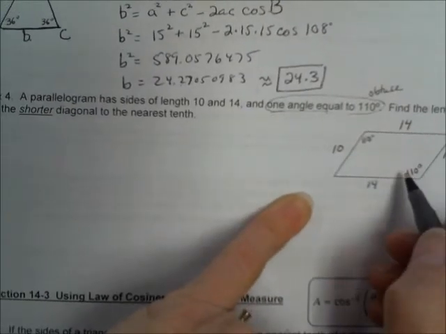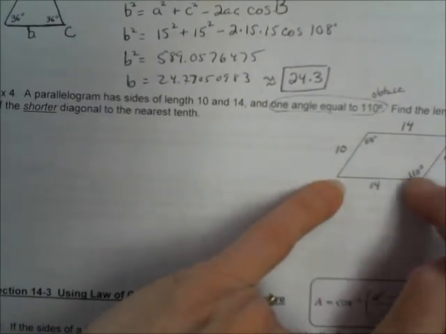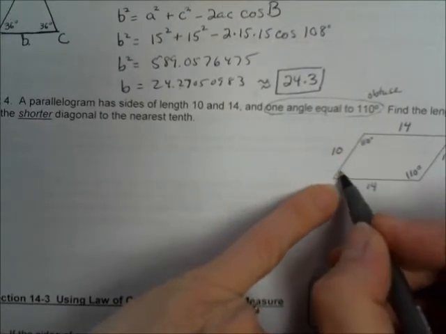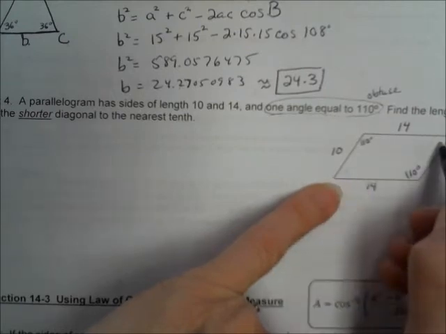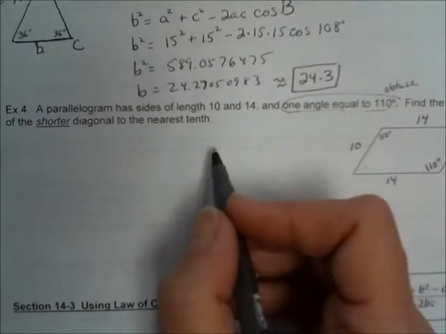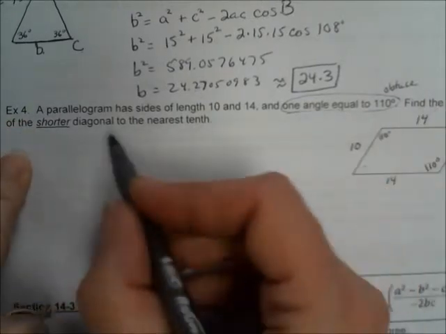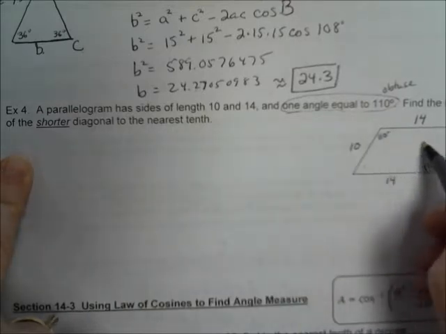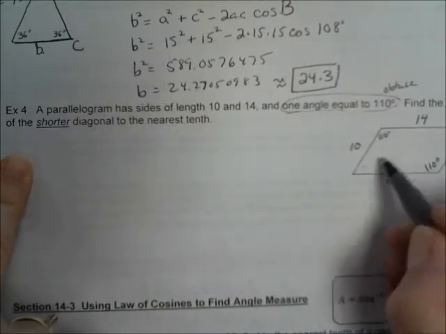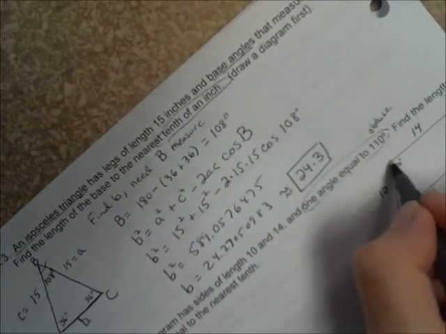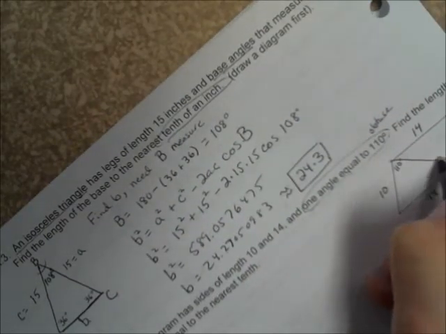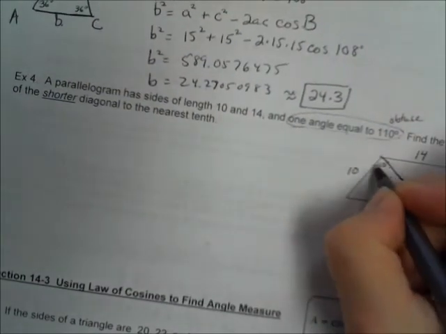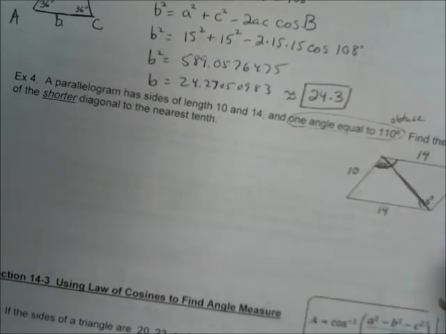And if you remember with parallelograms, this angle and this angle add up to 180. So if we wanted to, we could insert a 70 degrees in here and a 70 degrees in here, but we might not need that information. Let's read on further. Find the length of the shorter diagonal to the nearest tenth. Well, a parallelogram has a longer diagonal that connects the acute angles, and it has a shorter diagonal which connects the two obtuse angles. So they want the length of this. Well, this whole angle is 110, not just this part.